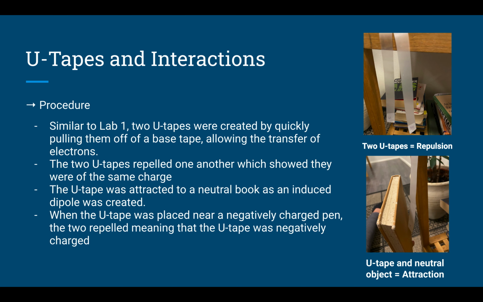After the transfer of electrons between a U-tape and a base tape, we found that the two U-tapes repelled each other. A U-tape was attracted to a neutral book due to an induced dipole, and the U-tape and a negatively charged pin repelled each other. These observations led to the conclusion that the U-tape was negatively charged, meaning it had an excess of electrons.